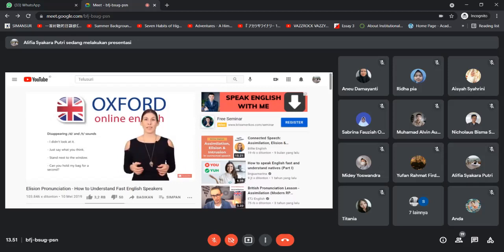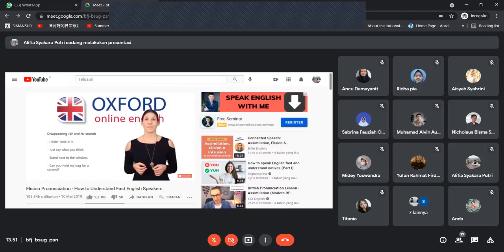What about I didn't look at it? There are 3 words ending in T here. The T in didn't can disappear, but the other 2 need to be pronounced. I didn't look at it. In just say what you think, the T in just can disappear. The T in what might disappear in fast or informal speech. Just say what you think.